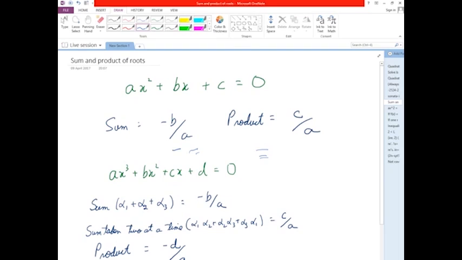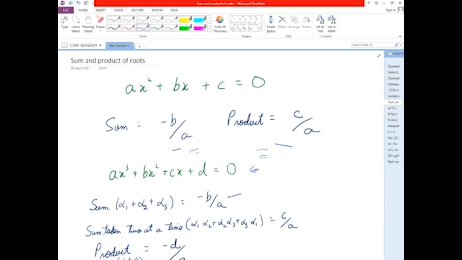So the sum of roots is minus b by a and the product is c by a, for a quadratic equation. This can be extended further as well, and questions do come. If it's a cubic equation, the sum of roots taken one at a time is minus b by a. The sum taken two at a time, so if it has three roots, alpha 1 alpha 2 plus alpha 2 alpha 3 plus alpha 3 alpha 1, is equal to c by a. And then the product of all three, alpha 1 alpha 2 alpha 3, will be equal to minus d by a. And you can keep extending this to higher equations. If it were x to the power 4, the sum will be minus b by a, the sum taken 2 at a time will be c by a, the sum taken 3 at a time will be minus d by a, and then the product will be e by a.